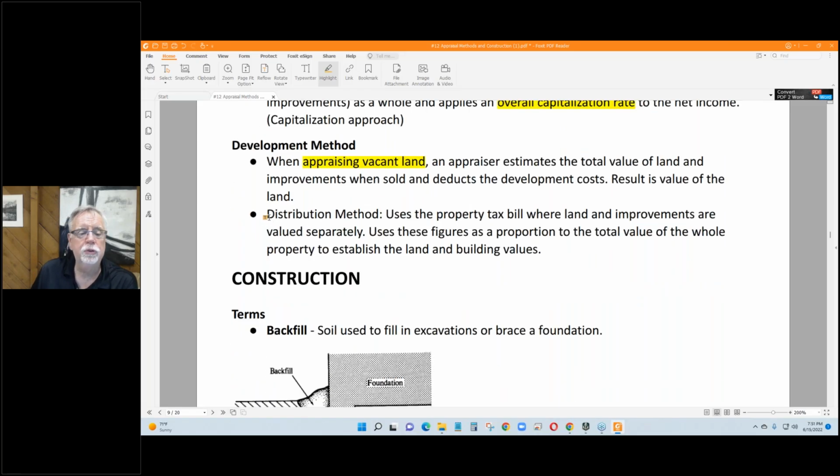And distribution is really not an appraisal thing. It's using the property tax bill, because the property taxes separate the value of the building and the value of the land, right? But it's not like the tax assessor went and looked at the property to determine this. It's just a ratio that they use.